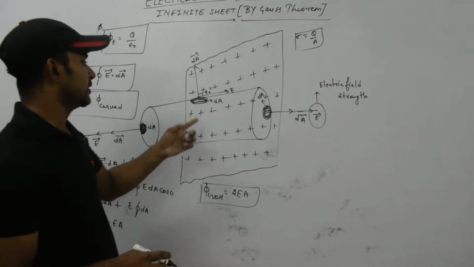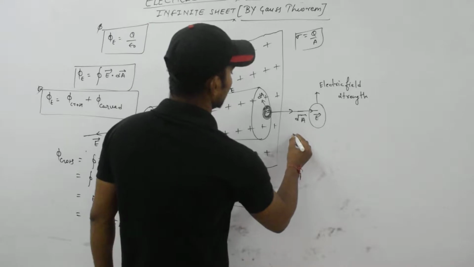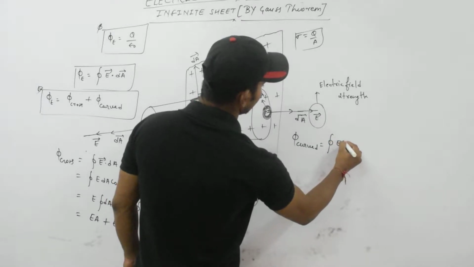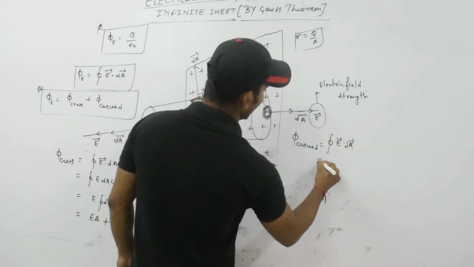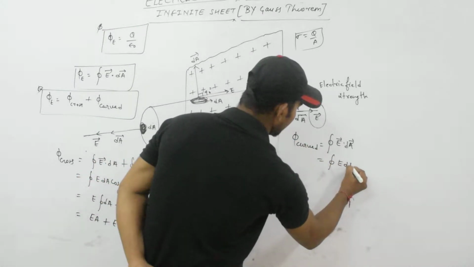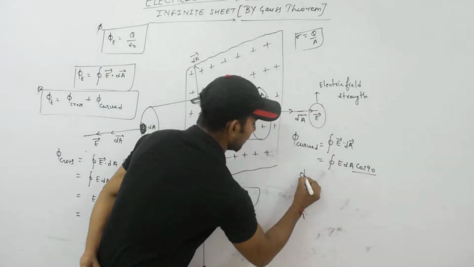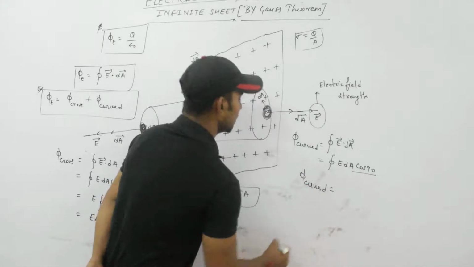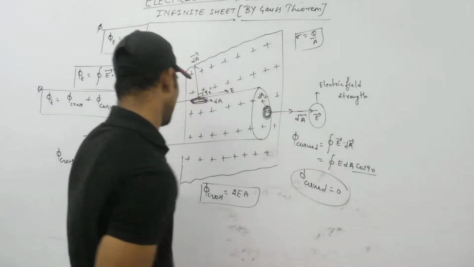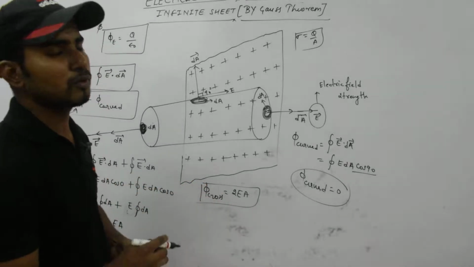And for the curved surface end, as it is clear from the board that E and dA make an angle of 90 degree, so phi curve is equal to the closed integration of E dot dA, which we can write, the angle is 90 degree, so E dA cos 90, and cos 90 is 0, that is why the electric flux due to the curved end will be 0. So the total electric flux will be due to the cross section area ends, and that is equal to 2EA.